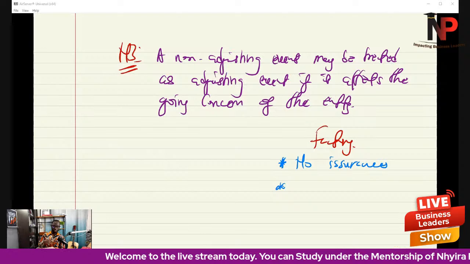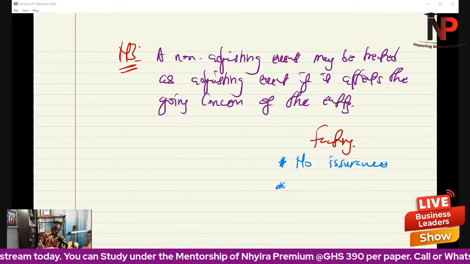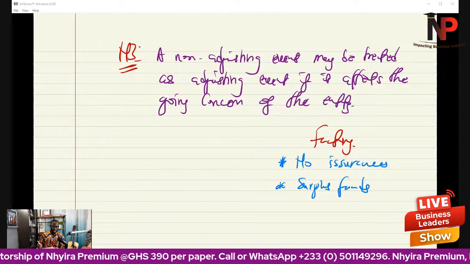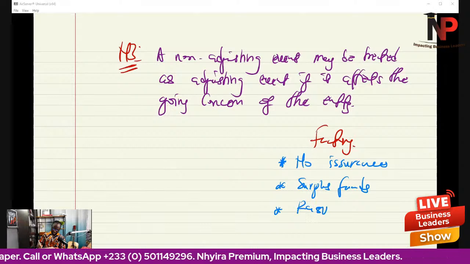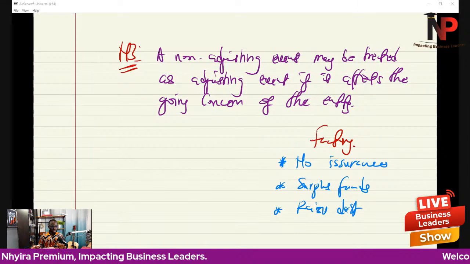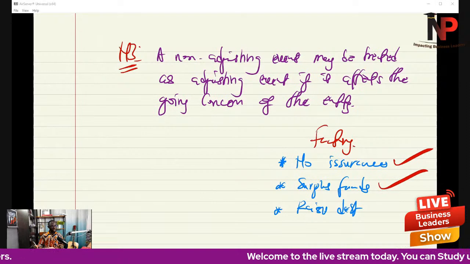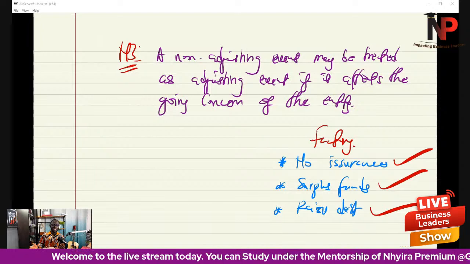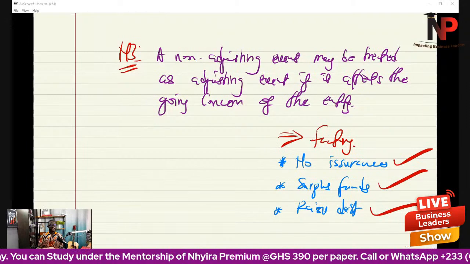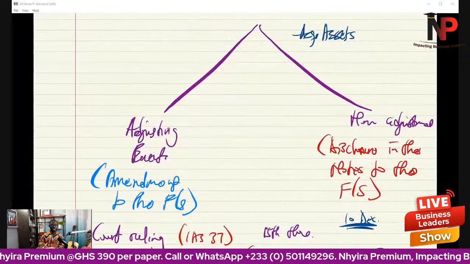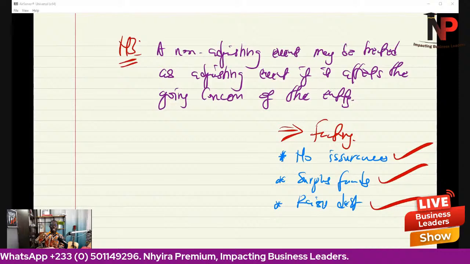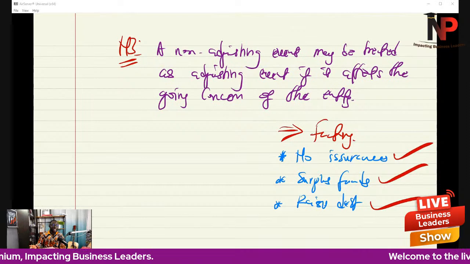So there are no surplus funds available. A typical Ghanaian company doesn't build the capacity to even raise debt finance in times of need. So the factory is gone, but the company had no insurance. The company doesn't have any surplus fund. Neither can the company borrow money because their bankers don't even trust them. Now, in that case, even though the factory outbreak is seen as a non-adjusting event which requires disclosure in the notes to the financial statements, because there is no insurance, there is no surplus fund, and if there is no factory, then there is no business. Then in that case, it becomes adjusting.